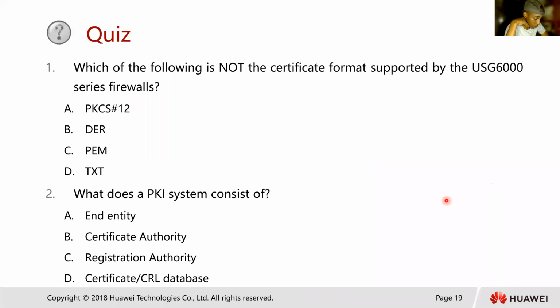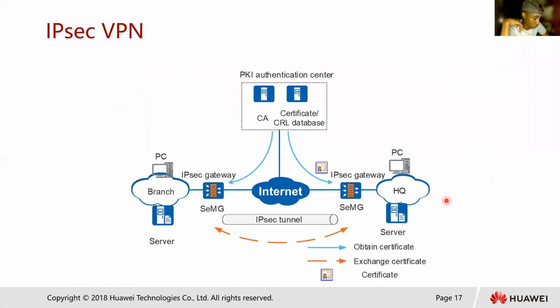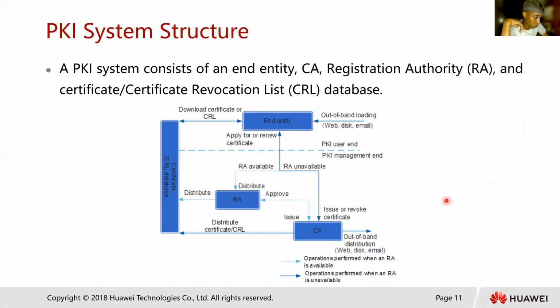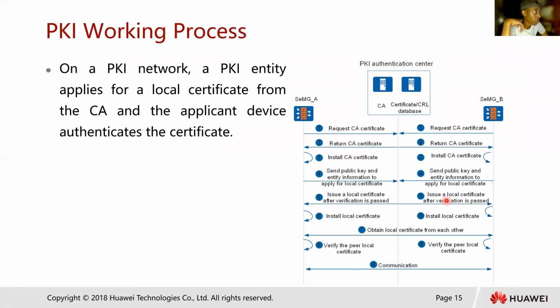So what does it consist of? The end entity, the certificate authority, yeah, the registration authority. Yeah, I think all of them, right? Yeah, yeah. I was actually doubtful of the registration authority, but I've seen it is there. So it is all of them.